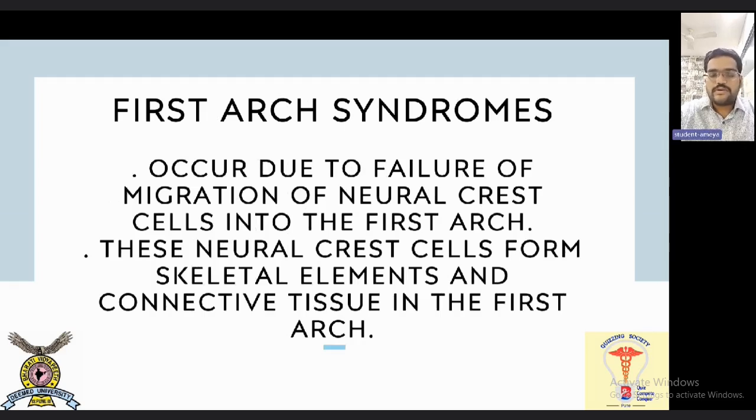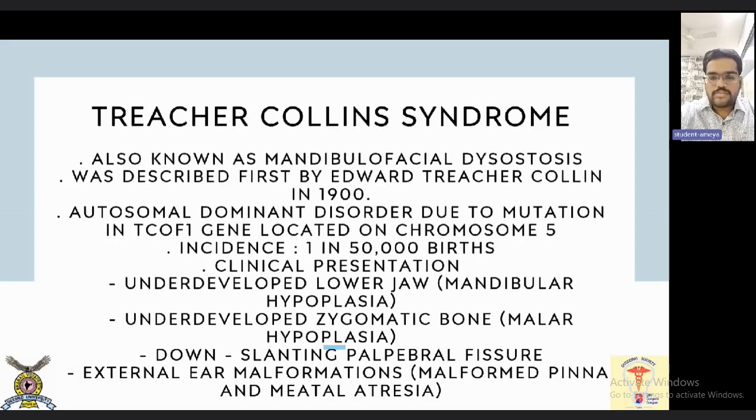First arch syndromes will obviously occur due to the failure of migration of the neural crest cells, right? Treacher-Collins syndrome, also known as mandibulofacial dysostosis, named after the person who first gave it, Edward Treacher-Collins, in 1900. It is autosomal dominant in inheritance, which occurs due to the mutation of TCOF1 gene located on chromosome number 5, having incidence of 1 in 50,000 births.